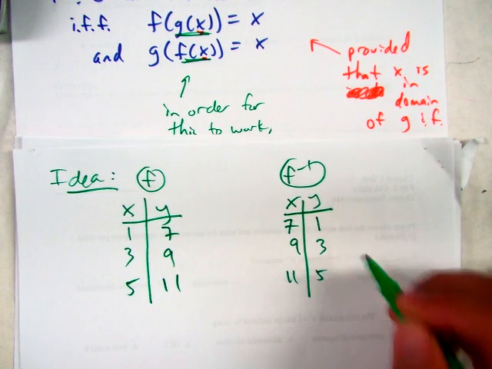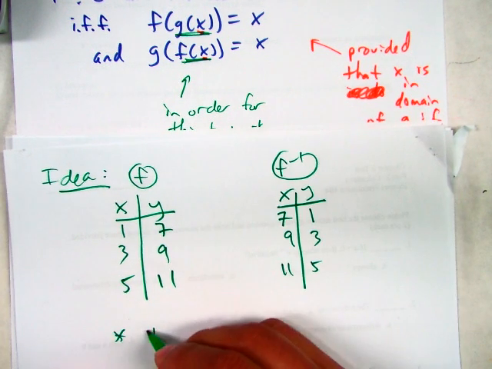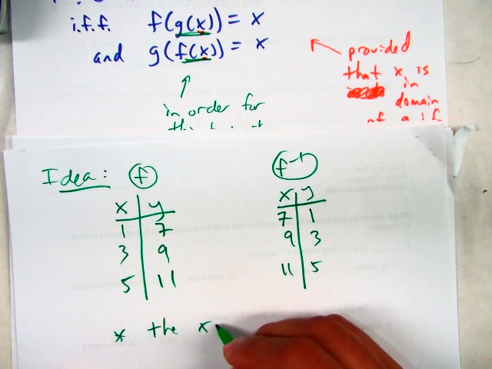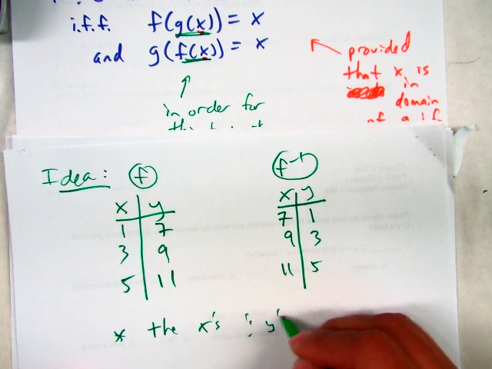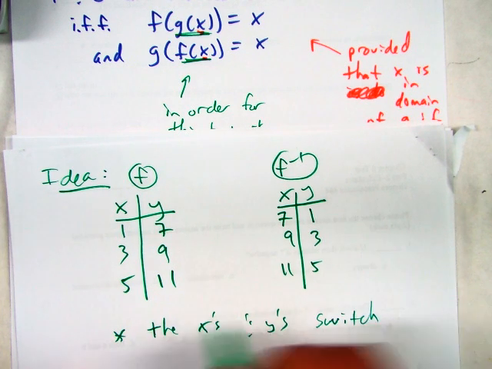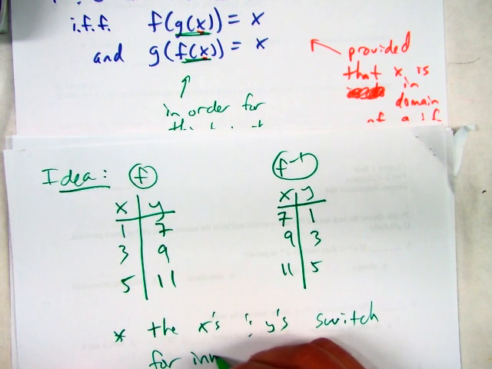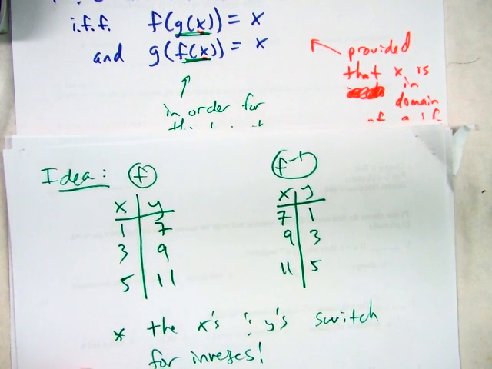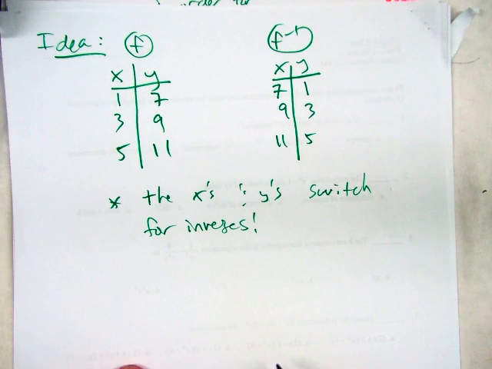So another idea is that the x's and y's switch for inverses. Which is actually really cool because if you know what a graph looks like, you don't even have to find a rule for the inverse. You can just switch all the x's and y's and you already know what the inverse graph looks like.